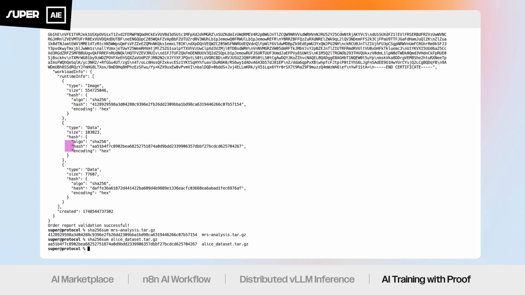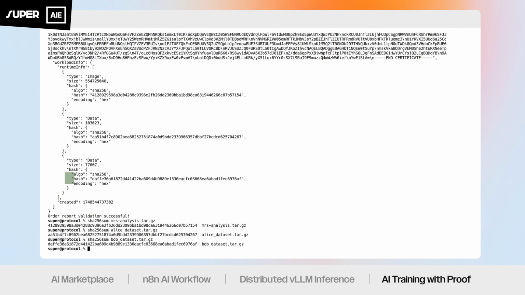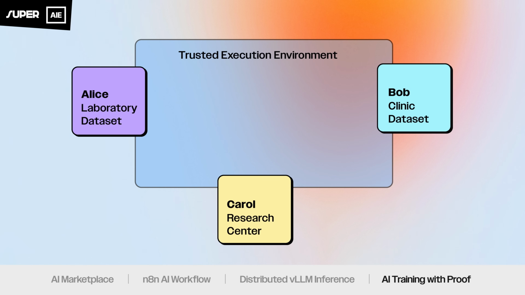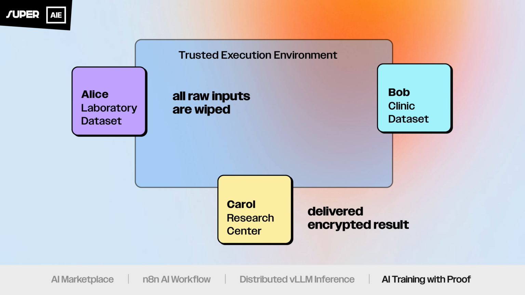We can also verify that these hashes correspond to Alice's and Bob's inputs. Let's take Alice's dataset. Its hash matches. And now Bob's. Same thing. So yes, both Alice's and Bob's data were used in this job, and it ran with the correct training engine. The job is complete. The result is encrypted and delivered only to Carol. After every job is finished, all raw inputs are wiped. An order report is published on chain, giving everyone public proof that the run was genuine.